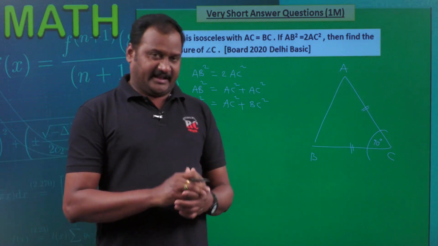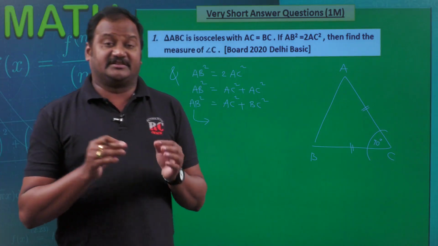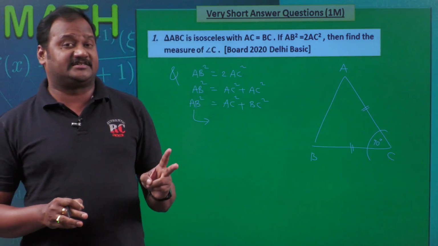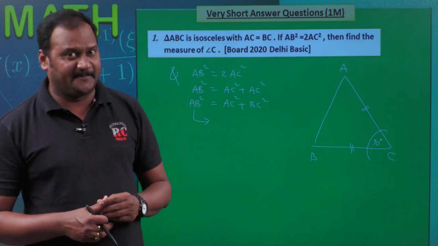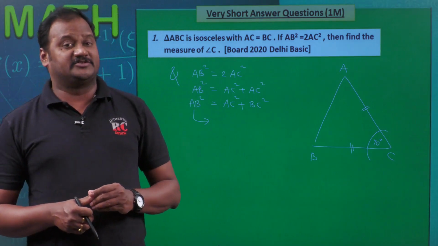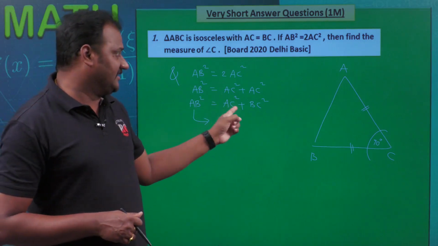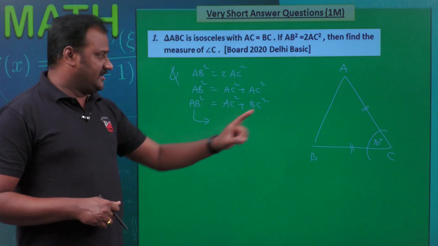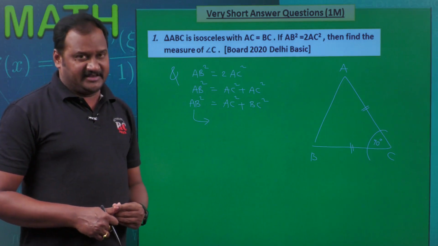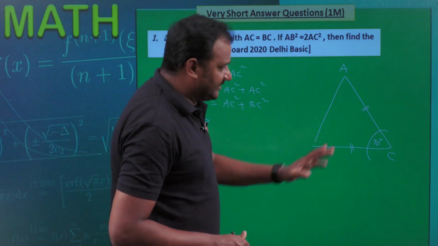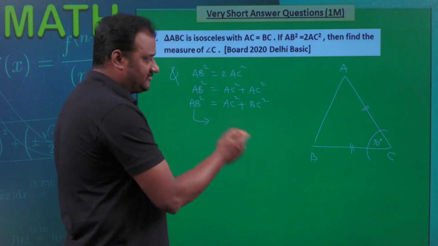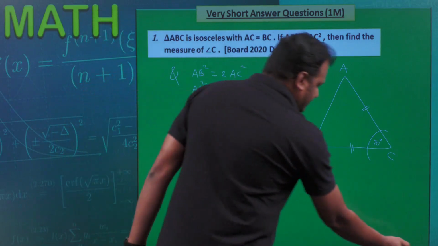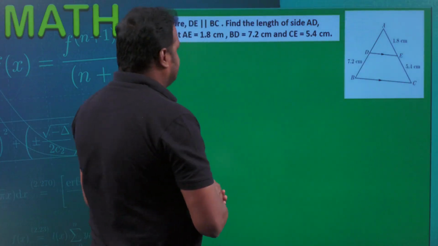I repeat, according to the converse of Pythagoras theorem, if the sum of squares of two sides of a triangle is equal to the square on the longest side, then the angle opposite to the longest side is a right angle. So the longest side is AB, then the angle opposite to AB is C, that is equal to 90 degrees. Clear? So what can you infer about angle C? Angle C is equal to 90 degrees. Right? Moving on to the next problem.